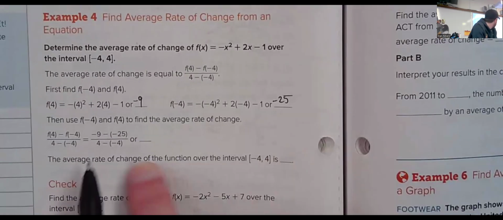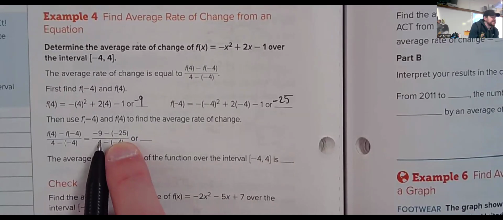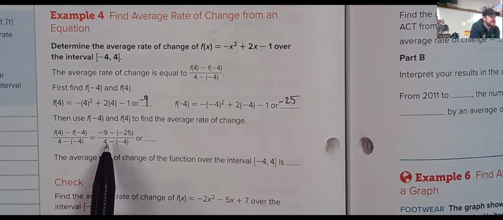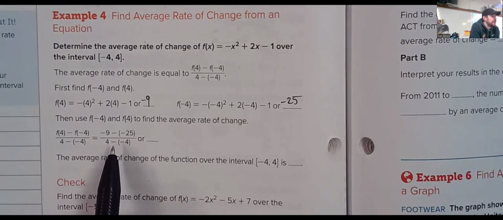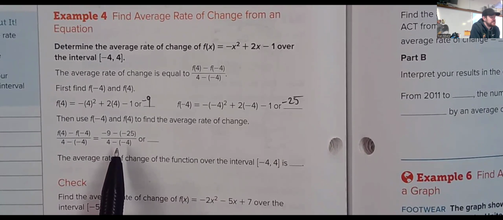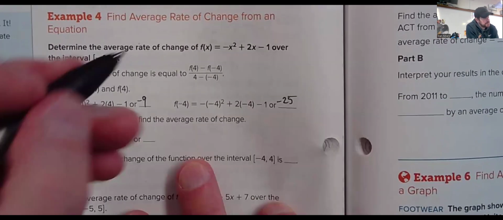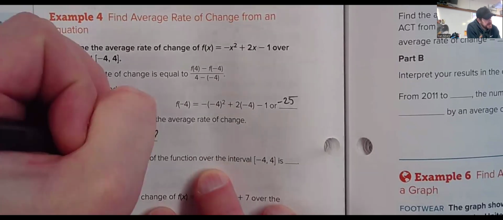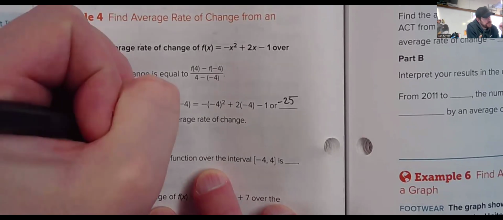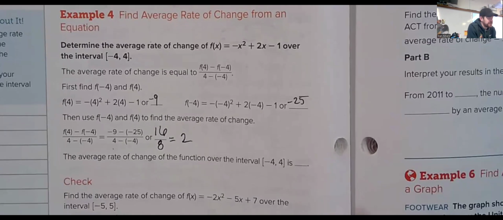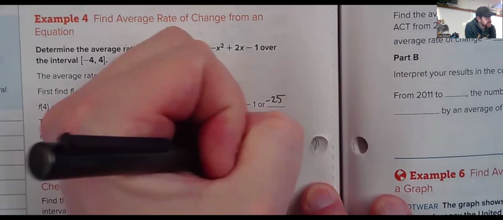Oh, hey, there's those numbers right there. Look at that. Negative 9 minus negative 25. That's negative 9 plus 25, or 25 minus 9. What's 25 minus 9? 16. 4 minus negative 4, 4 plus 4, 8. What's 16 divided by 8? 2. So the average rate of change over the interval of negative 4 to 4 is 2.